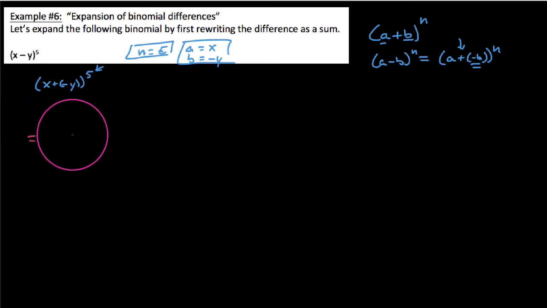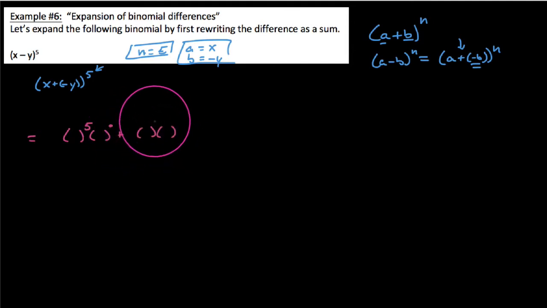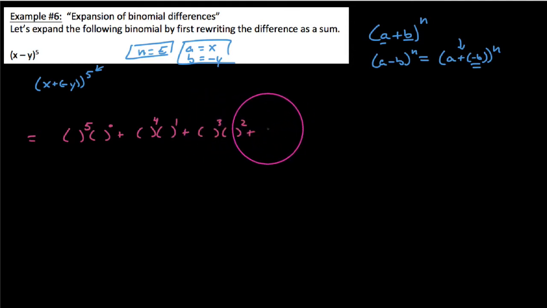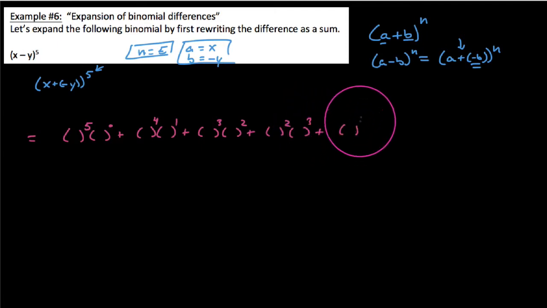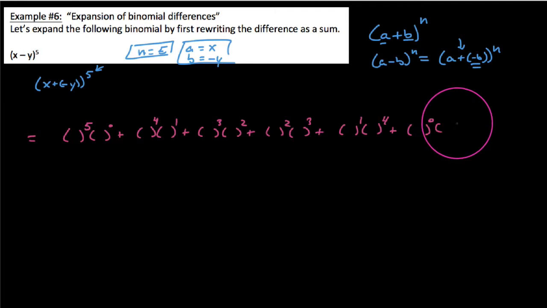The expansion would be the first thing to the fifth power, second thing none of them. Plus, now we're going to get fourth power of the first, first power of the second, plus third, second, plus second, third power, plus first power, fourth power, plus now none of the first and all of the second, to the fifth power.